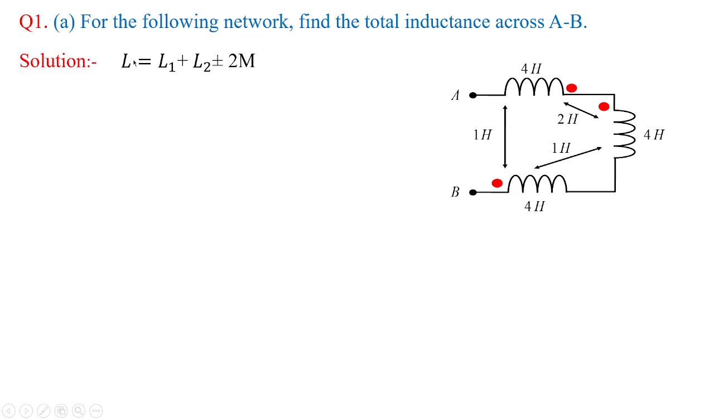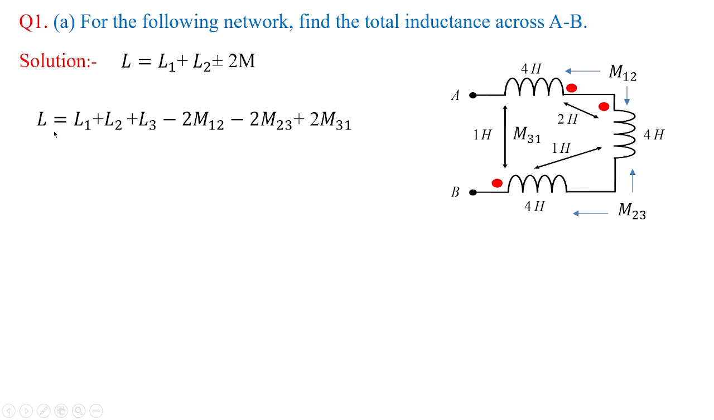we'll take the help of the formula L equal to L1 plus L2 plus or minus 2M. Based upon the direction of the flow of current and dot convention, the formula can be framed like this. Here we have three coils. The mutual inductance between these two coils can be treated as M12, whose value is 2 henries. Between this coil and this coil, the mutual inductance is assumed to be M23 or M32. Similarly, between these two coils, M31 or M13, whose value is 1 henry.